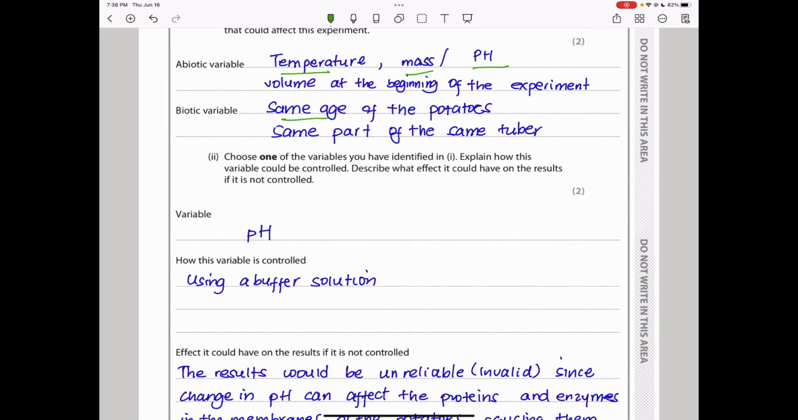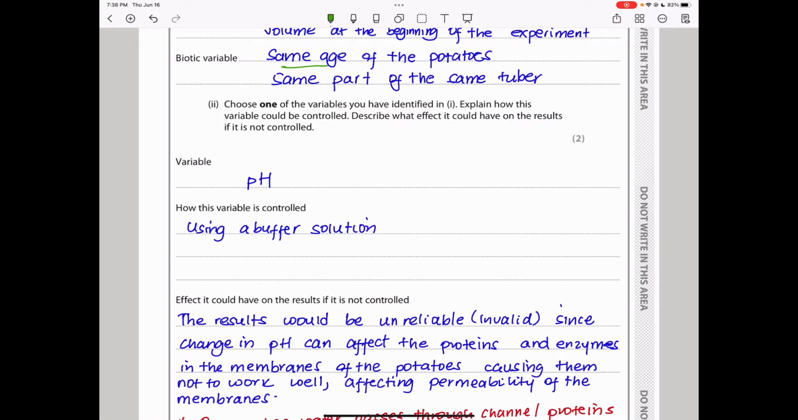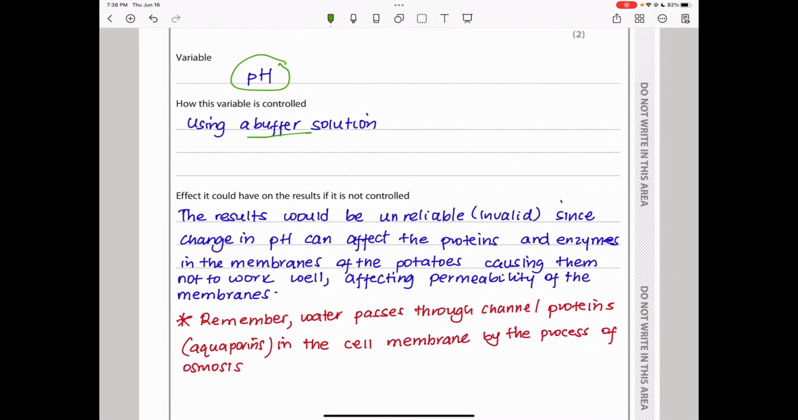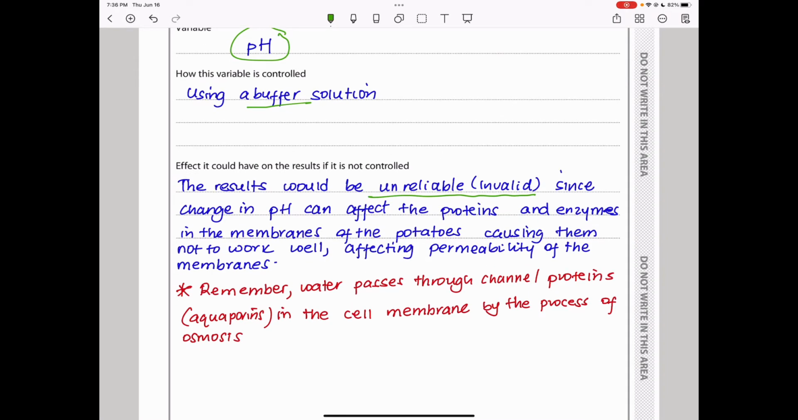The next part says, choose one of the variables you have identified in one and explain how this variable could be controlled. You describe what effect it could have on the results if it is not controlled. The variable I chose was pH, and we can control pH using a buffer solution. If this is not controlled, the results will not be valid, because this is about movement of water across the membrane.